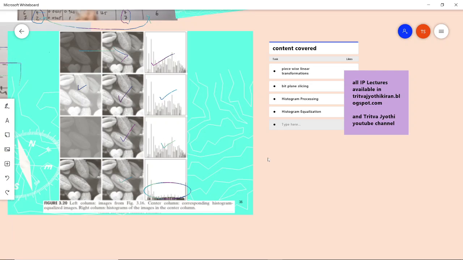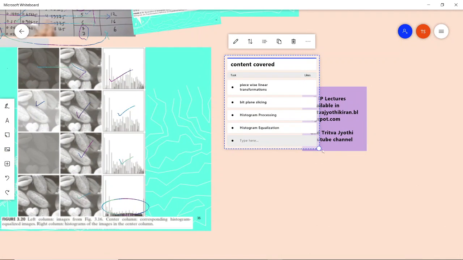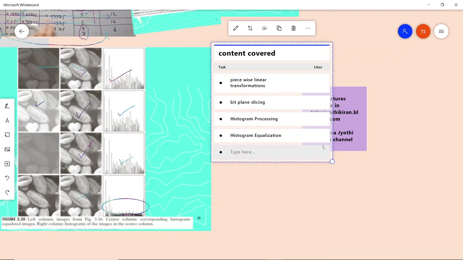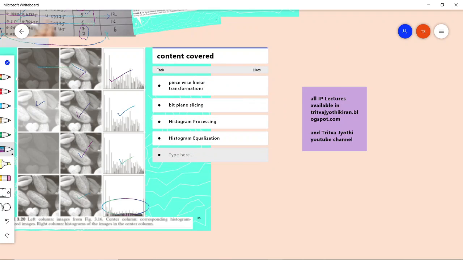Now coming to the conclusion. In this session we covered the piecewise linear transformations, bit plane slicing, histogram processing methods, and histogram equalization. Okay, we will meet in the next session with the other algorithm of the histogram. Okay, learners.